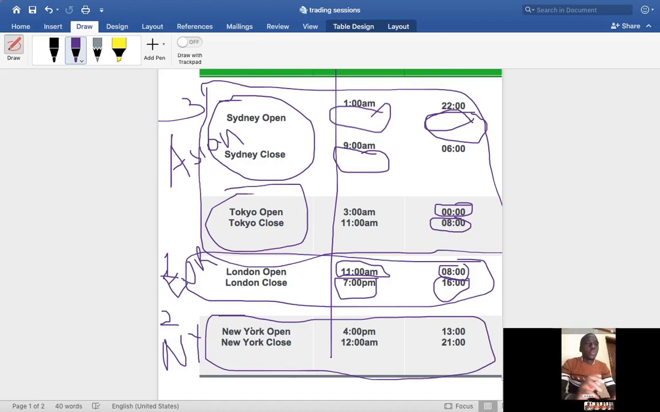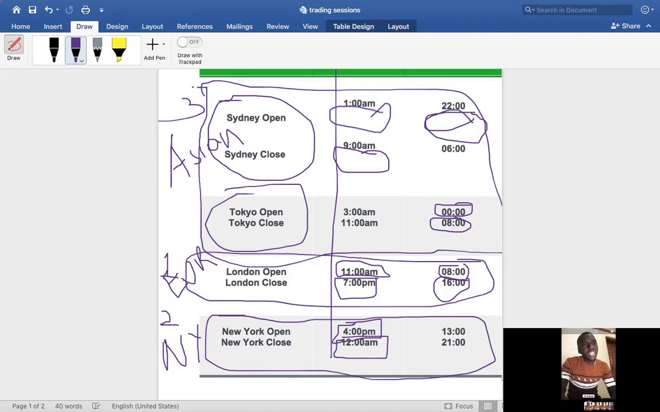So after we've had our lunch, the American guys come into the market. That's at around 4 p.m., and they normally close out at 12 at night, which is midnight.